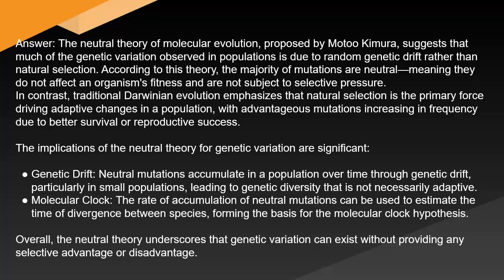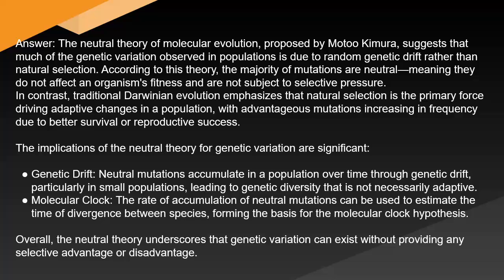According to this theory, the majority of mutations are neutral, meaning they do not affect an organism's fitness and are not subject to selective pressure. In contrast, traditional Darwinian evolution emphasizes that natural selection is the primary force driving adaptive changes in a population, with advantageous mutations increasing in frequency due to better survival or reproductive success.